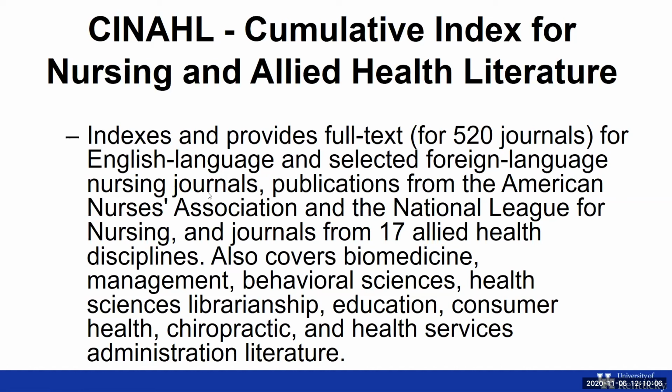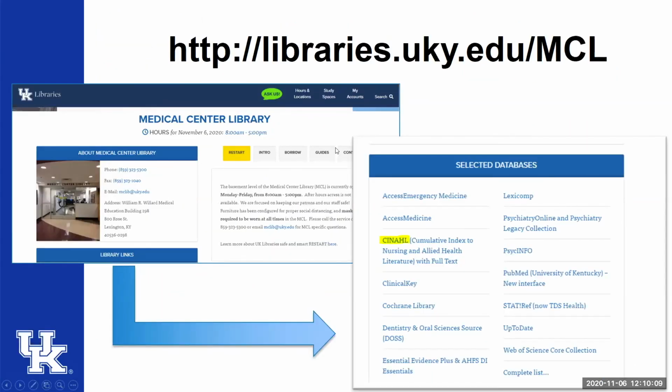That just gives you an idea of what CINAHL covers and then how to get to CINAHL. If you start at the library's homepage and scroll down under library links, there's the selected databases, and CINAHL is right there listed in alphabetical order. There's a couple of other ways that you can get to it. You can select this intro tab, and then there's an icon for CINAHL, or you can go to the nursing research guide and select CINAHL from there. There's lots of ways to get to it, but this is, I think, the most efficient way.